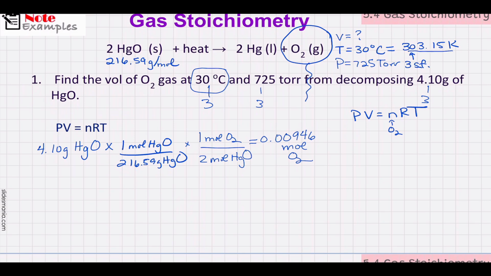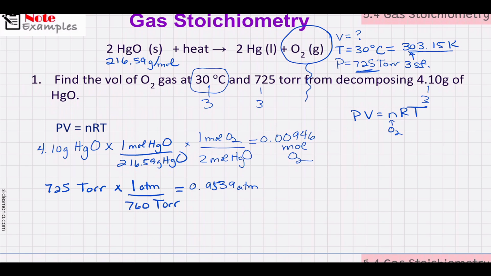I've already converted my temperature, but I do need to convert my pressure. So in order to use the ideal gas law constant, my pressure has to be in ATM. So I would take 725 torr, and this is on my equation sheet. I know that 1 ATM is equal to 760 torr. So when I do that conversion, I get 0.9539. Again, I'm not rounding, I'm holding in my calculator.